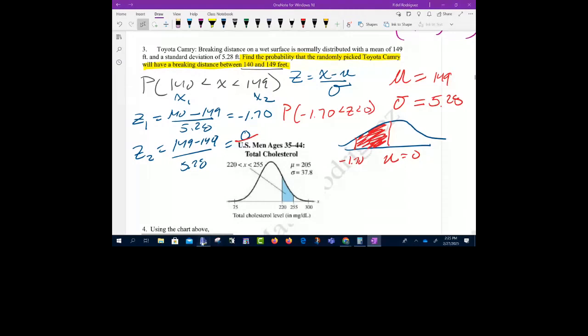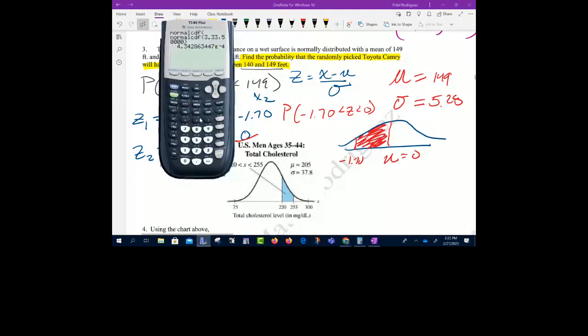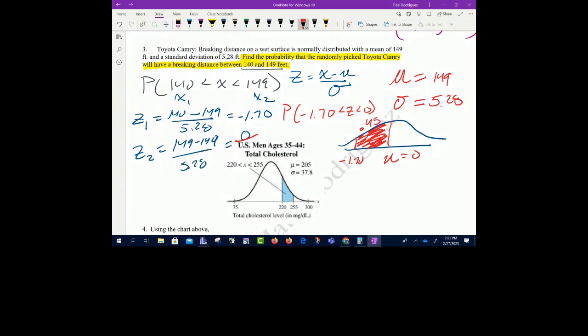Again, y'all, I'm going to grab my calculator. I'm going to turn this guy on. Let's clear it out. Let's go second vars. Let's go to our normal CDF. We start at negative 1.70. And we stop, my friends, at 0, right? There you go. We'll find our probability. And y'all, I'm coming up with 0.4554. So our probability, y'all, 0.4554.